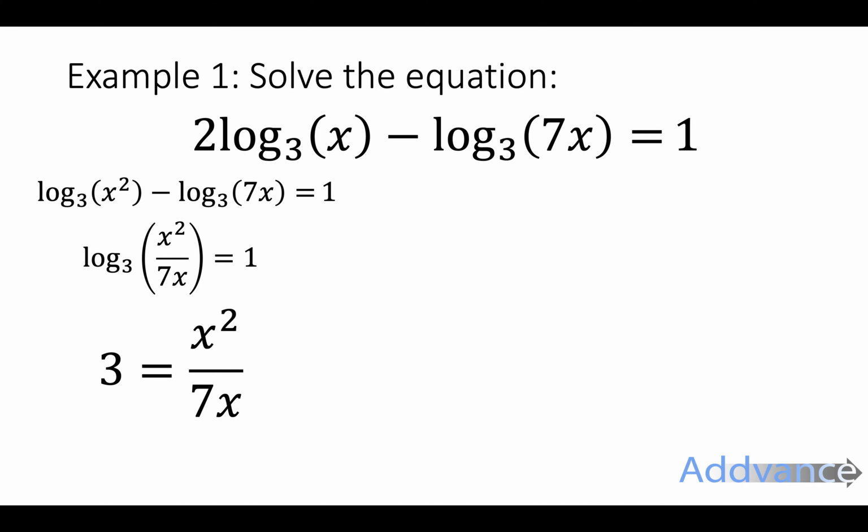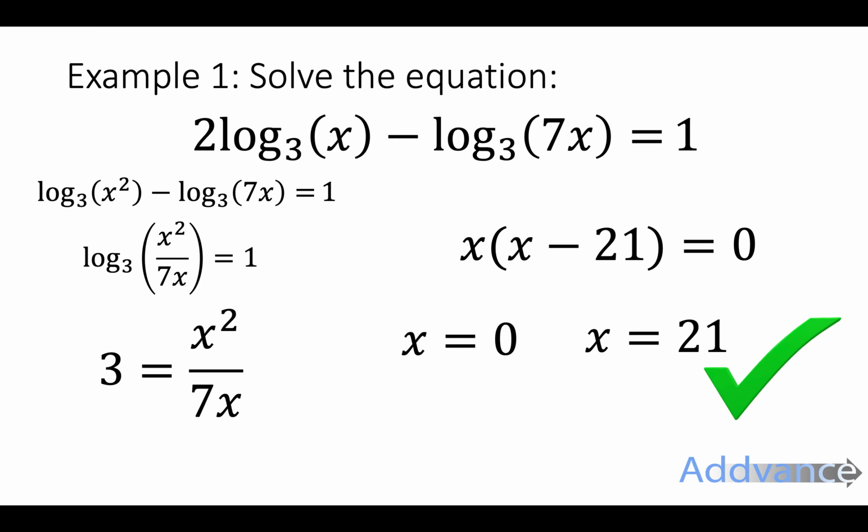We've got to here, and we're going to multiply up by 7x, that's the opposite of dividing by 7x, and we get 21x equals x squared. We take the 21x to the other side, so we get x squared minus 21x is equal to 0, and we factorise x times (x minus 21), and that gives us two answers, x equals 0 and x equals 21. We have got the final answer, it is correct.